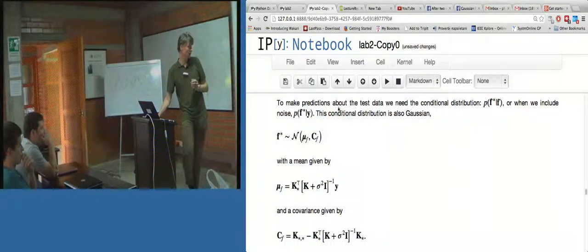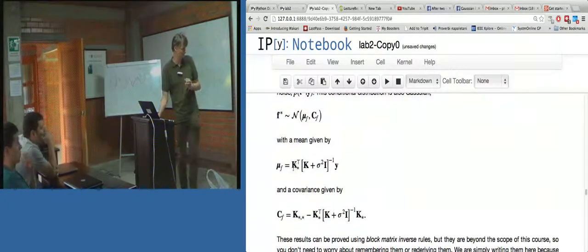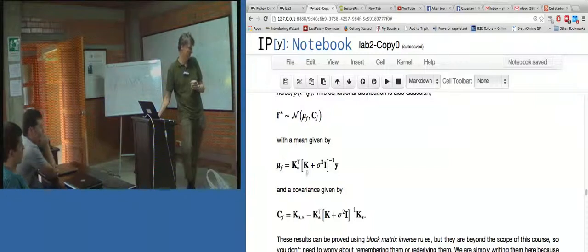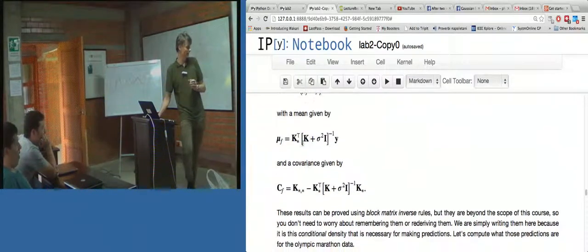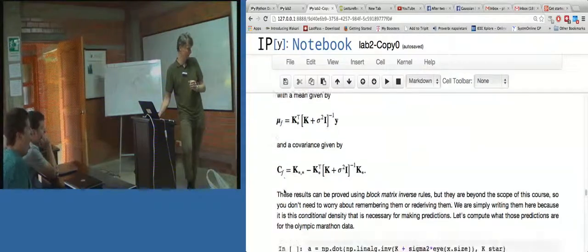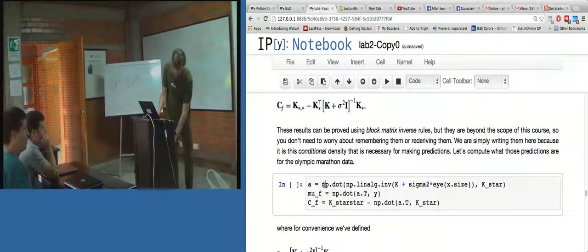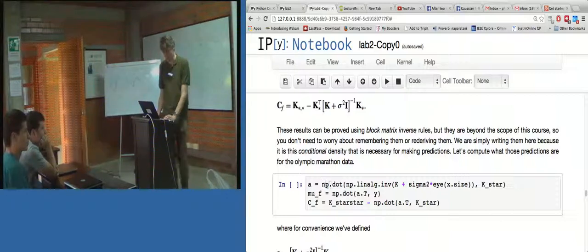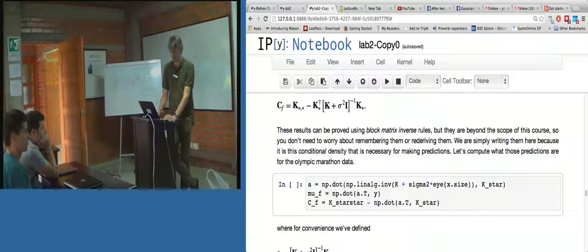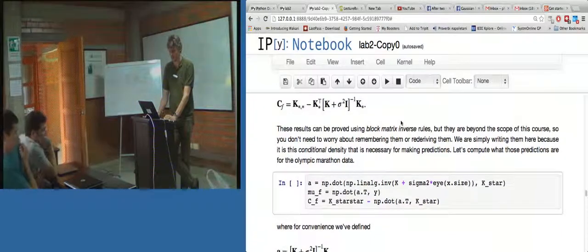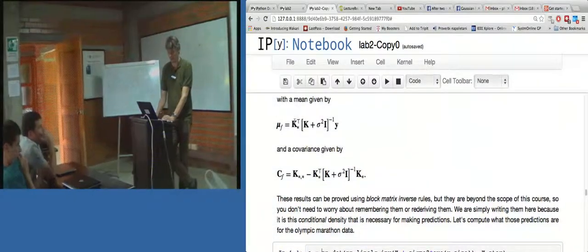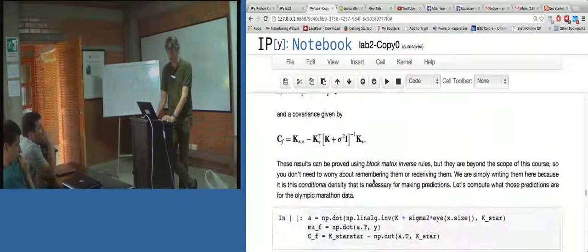So now we're just going to compute the distribution over f star, which we've sort of shown in the lectures. Well, we didn't derive this, we just gave this as a result, is given by a Gaussian with mean mu f and covariance Cf. So let's do that. I'm defining a variable which is the inverse of K plus sigma squared I times K star, because that appears twice. That appears here, K star times K plus sigma squared I inverse, and here. So I might as well pre-compute that.